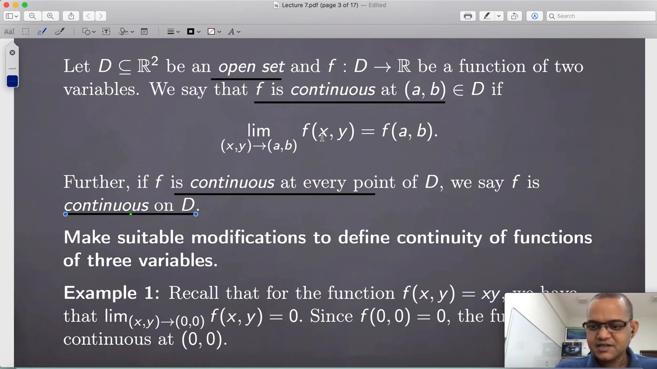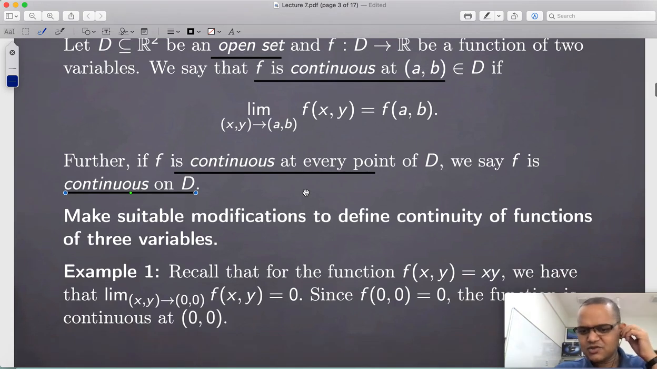Okay, that means for functions of 3 variables, what you have to do is take (a, b, c) and demand that (x, y, z) goes to (a, b, c), and then the limit will be f of (x, y, z) is f of (a, b, c). So make the corresponding modifications in the definition and get the analog in R3 for continuous functions. This I will not rewrite, because you can do it yourself.